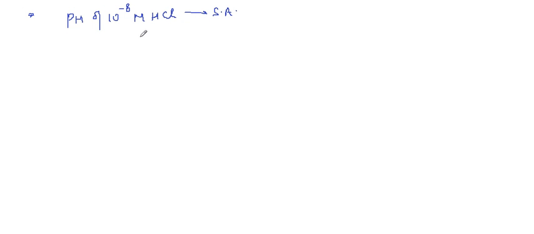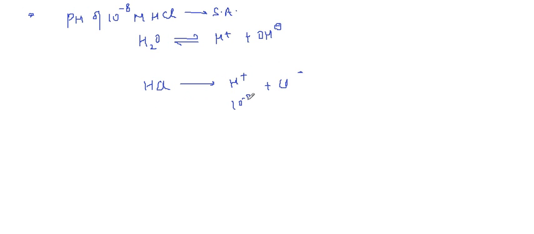So we know that water is also there. Whenever we have a solution, water we generally take as a solvent. So it is H plus plus OH minus, and it will keep on dissociating like this. HCl is also dissociating into H plus and Cl minus. We know it is a strong acid. Initially it was 10 to the power minus 8 molar, so the H plus will also be 10 to the power minus 8 molar, and the Cl minus will also be 10 to the power minus 8 molar.